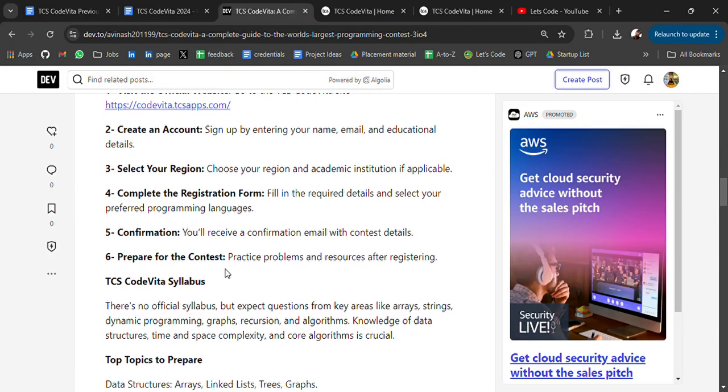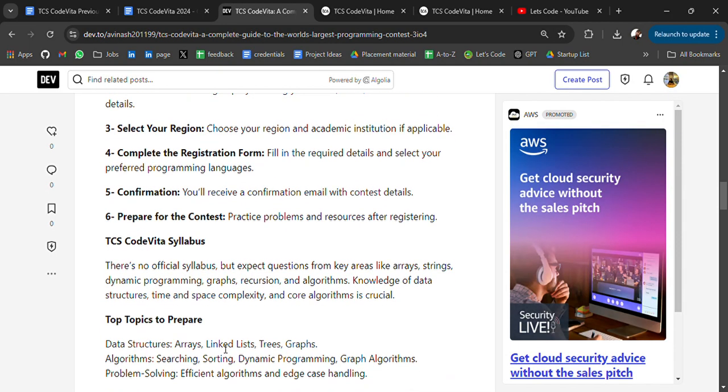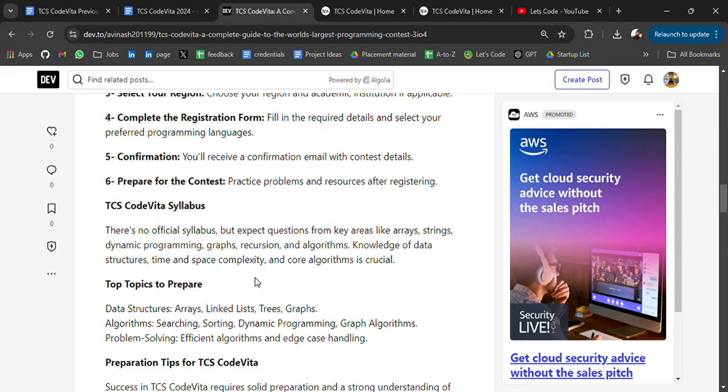So let's talk about the syllabus. Basically, TCS CodeVita has no syllabus, but there are a few main topics from where the questions can be asked, like array, string, dynamic programming, graph, recursion, algorithm. So you have to be good in these topics. You have to revise these topics thoroughly and in a deep way. You can practice questions, or you should start practicing now. Time and space complexity is very crucial, so you also have to master that in algorithms.